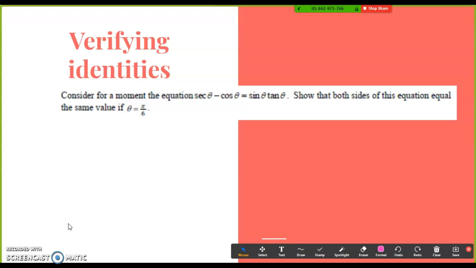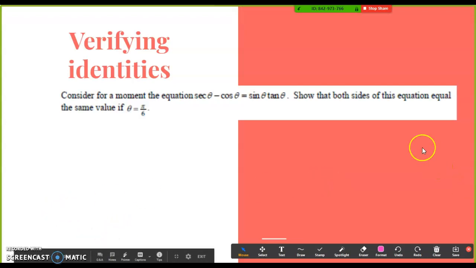We're going to practice with this expression: the secant of theta minus the cosine of theta is equal to the sine of theta times the tangent of theta. We are going to show that both sides of this equation are equal, and we're going to use the value theta equals pi over 6. So we're going to look at this one angle value, and see if both sides are equal. The most logical thing to do is to sub in pi over 6 for theta. If both sides equal out, then we know that this is true. So let's go ahead and work out this problem.